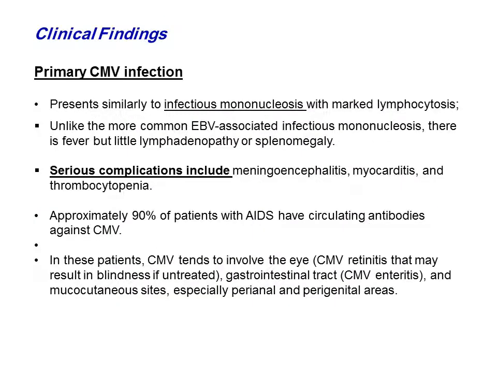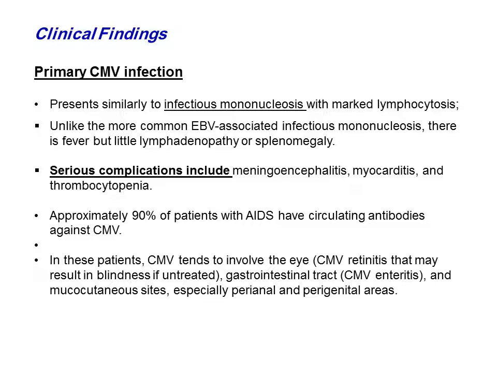What are the clinical findings of primary cytomegalovirus infection? Infection resembling infectious mononucleosis with marked lymphocytosis. It is unlike the more common Epstein-Barr virus associated infectious mononucleosis. There is fever but little lymphadenopathy or splenomegaly. Serious complications of cytomegalovirus include meningoencephalitis, myocarditis, and thrombocytopenia.